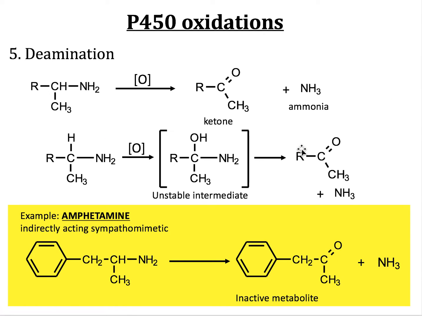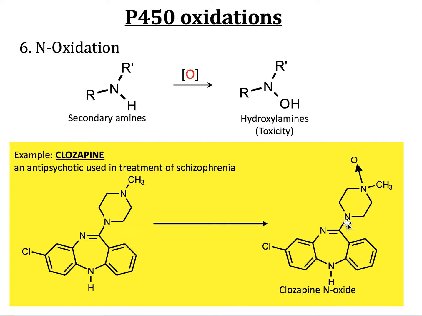The next, the 5th one, was deamination. So you look for a primary amine, and usually what you end up with is a ketone and ammonia. An example of this was amphetamine. So you simply look for the NH2 and the side group associated with it, and you end up forming ammonia, and you end up having a double bond O, which is a ketone. And N-oxidation was a bit more complicated, and it involved secondary amines. An example is clozapine, which is an antipsychotic drug used by doctors to treat schizophrenia.